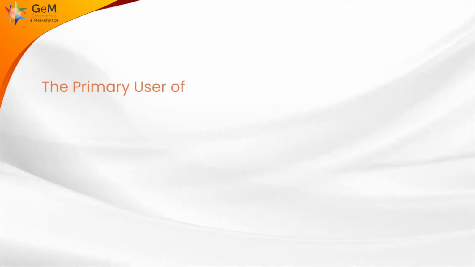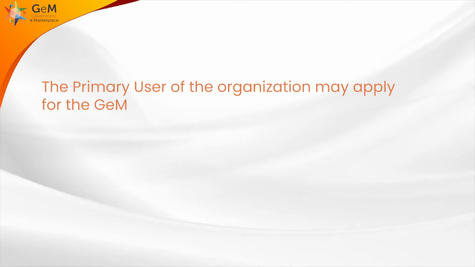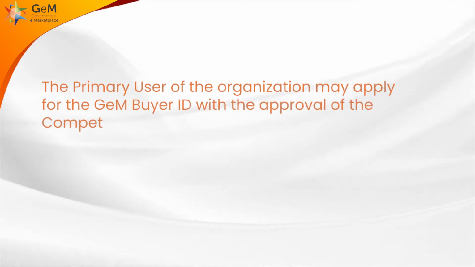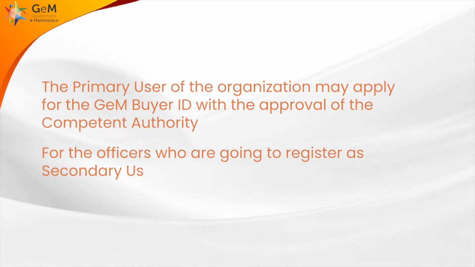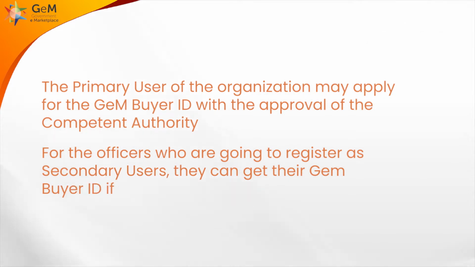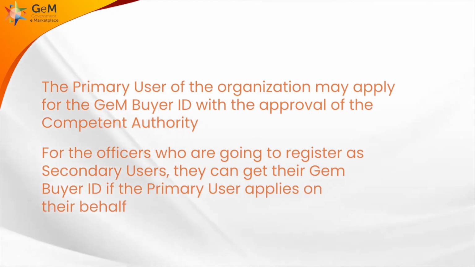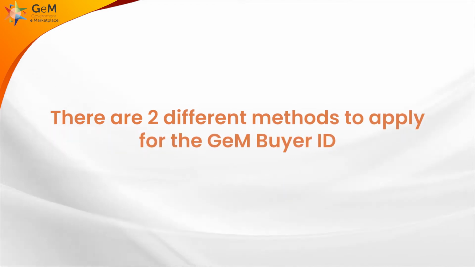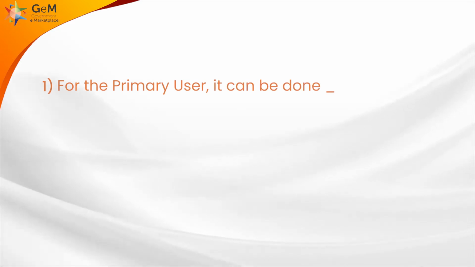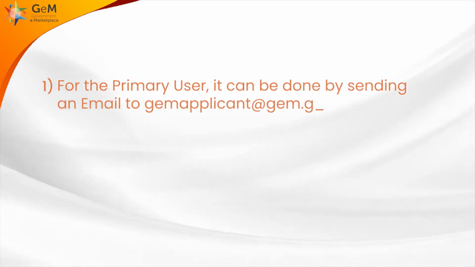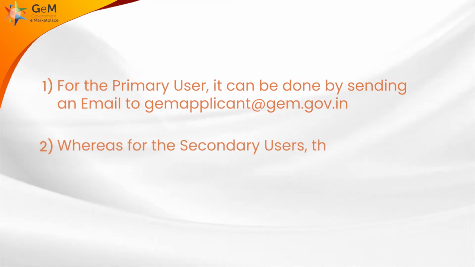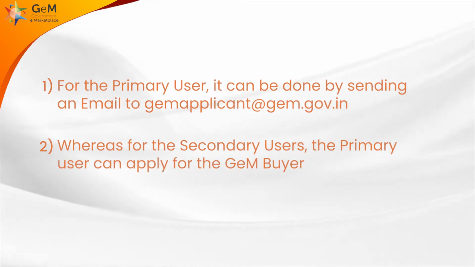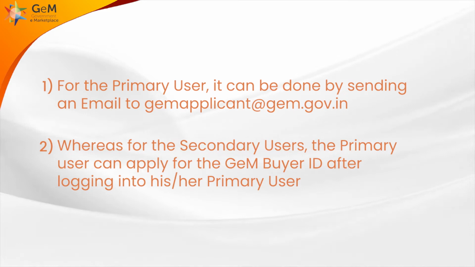The primary user of the organization may apply for the GeM buyer ID with the approval of the competent authority. For the officers who are going to register as secondary user, they can get their GeM buyer ID if the primary user applies on their behalf. There are two different methods to apply for the GeM buyer ID. 1. For the primary user, it can be done by sending an email to gemapplicant@gem.gov.in. 2. Whereas for the secondary user, the primary user can apply for the GeM buyer ID after logging into his or her primary user account.